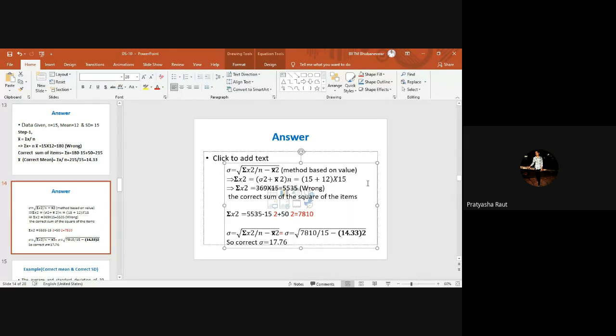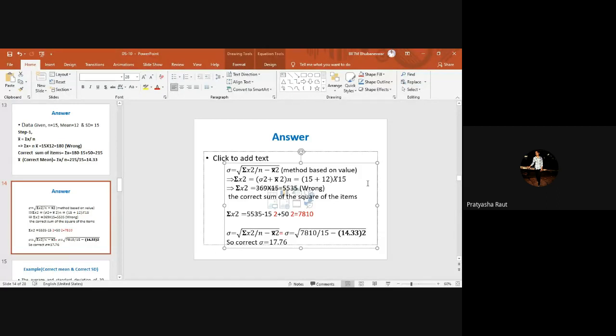15 square plus sigma square, what will be the square of x bar? What square? 144. 144 and square 225. 225 plus 144, and n is given 15. The value is 15 into 369. 15 into 369, what is the value? That is 5535. Is it clear?